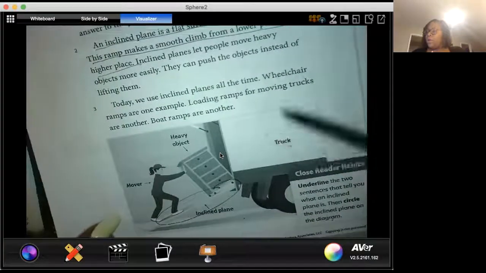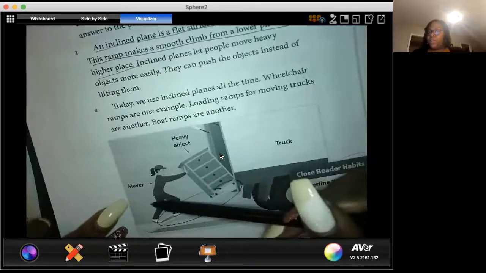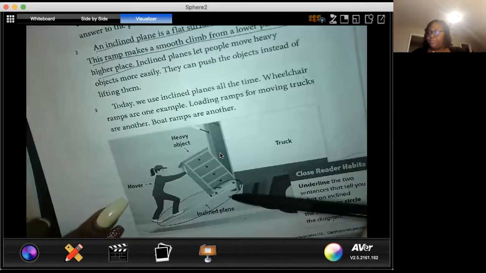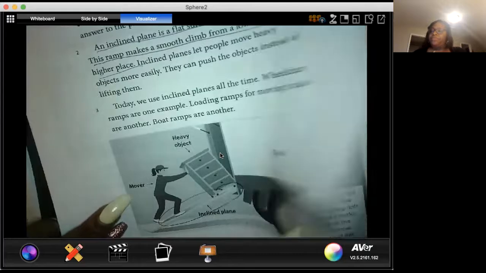We see a truck. We see the heavy object. We see the mover, which is the person. We see the inclined plane. Okay. So it shows an inclined plane, what an inclined plane looks like, doesn't it?